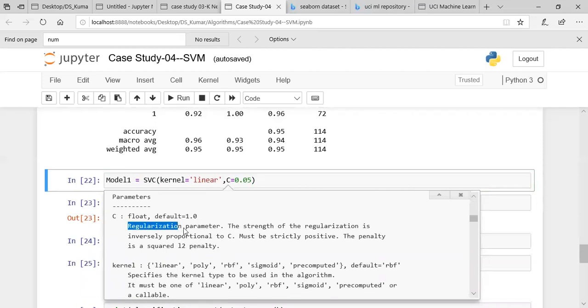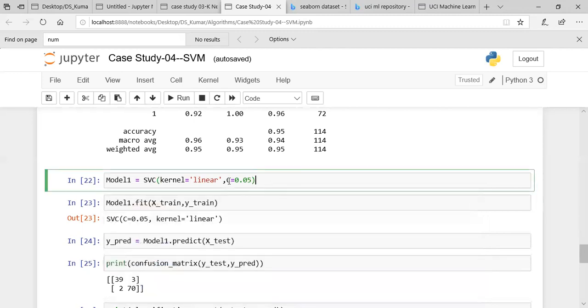Do you remember what we mean by regularization, friends? We have seen the concept called regularization as well as penalization. That means to strengthen the regularization, we need to apply some kind of penalty. Features that are not really contributing, we need to penalize them. So I am giving some value here instead of this particular C.